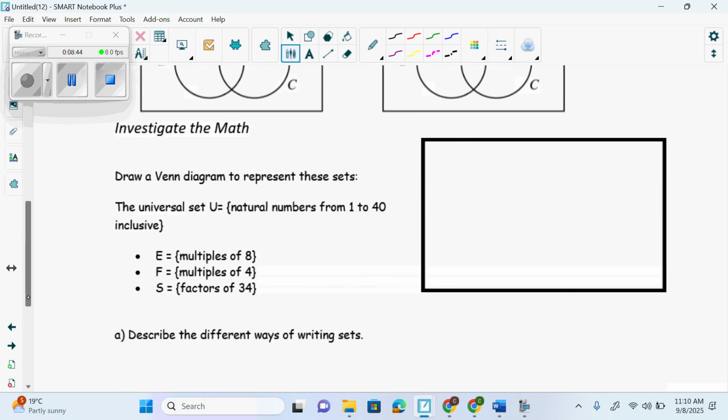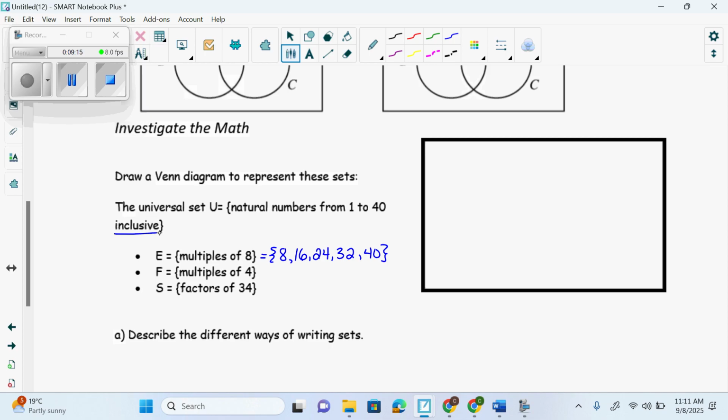Okay, so this one here has draw a Venn diagram to represent sets. Universal sets are numbers 1 to 40, inclusive, natural numbers. Multiples of 8, multiples of 4, factors of 34. So multiples of 8 would start at 8 and go up by 8 until we get to 40. So 8, 16, 24, 32, and 40 would count because it says inclusive. So that includes the 1 and the 40.